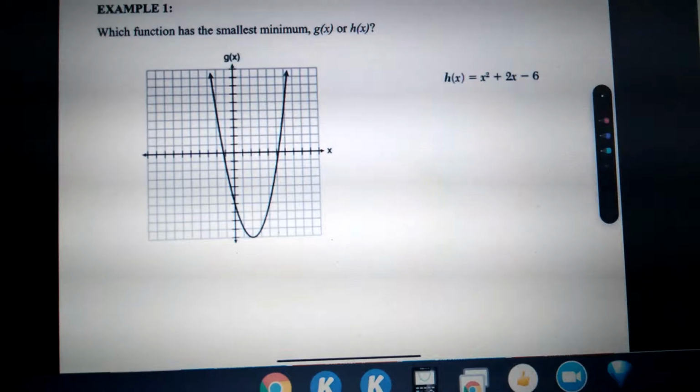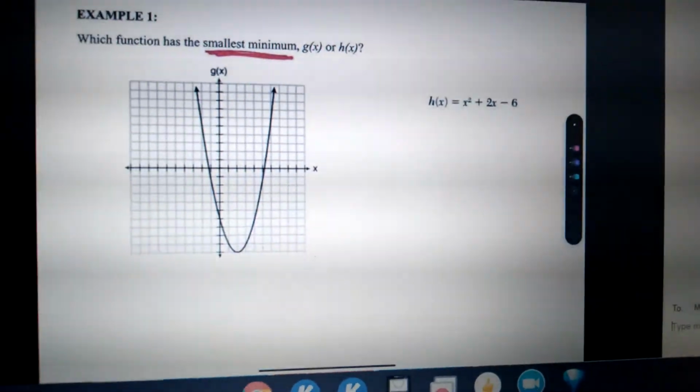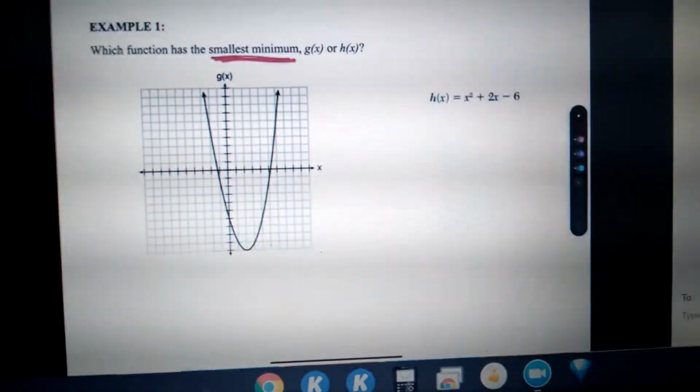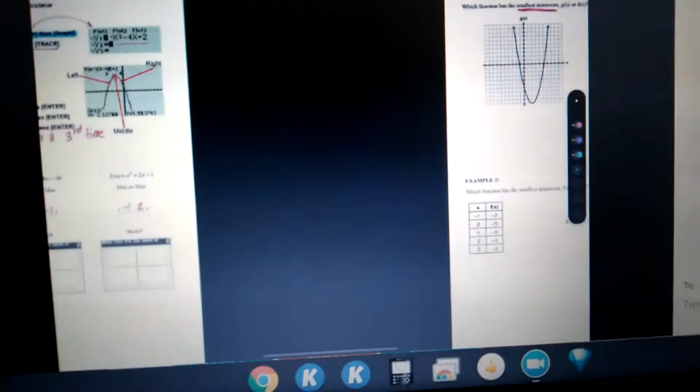All right. So now, comparing. Comparing means you got to look at 2 different things and decide which one is the correct answer. So it's asking me which function has the smallest minimum. Hold on here. I just want to point something out.